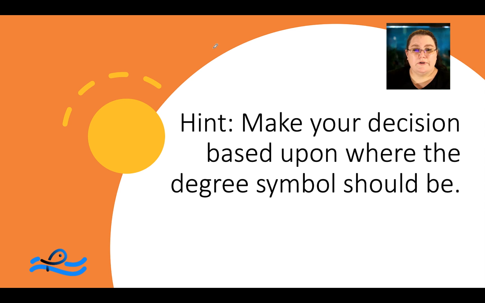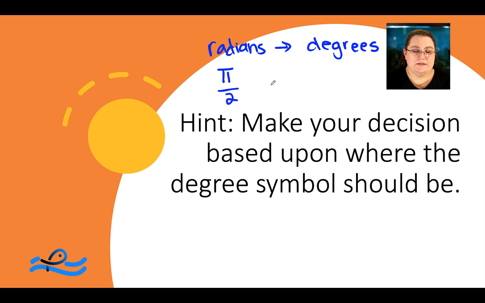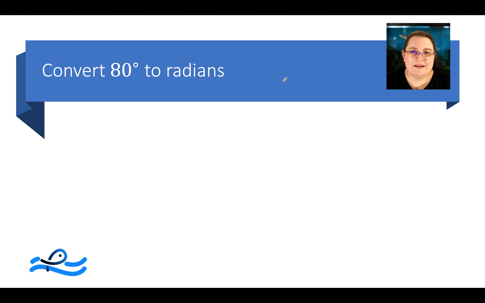However, when we're converting from radians to degrees, let's say pi over 2 radians, we now do not have degrees in our original measurement, and we want to make sure that they're in our final answer. So the degrees goes on the top, and we put the pi on the bottom. Okay, let's start with a few examples to show you how this works.